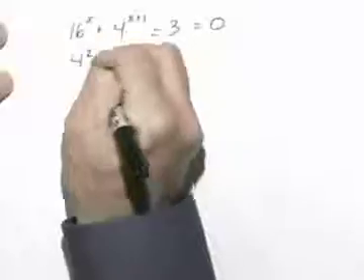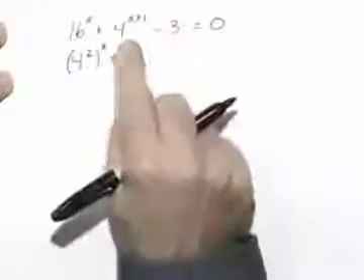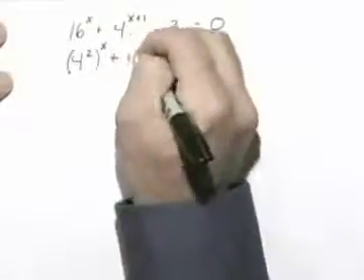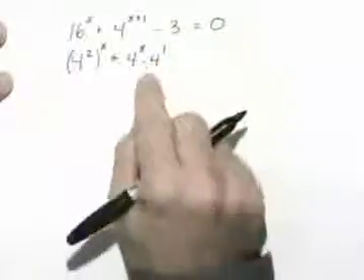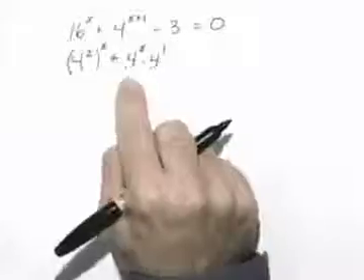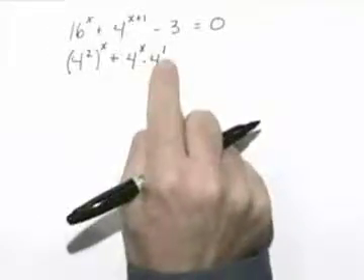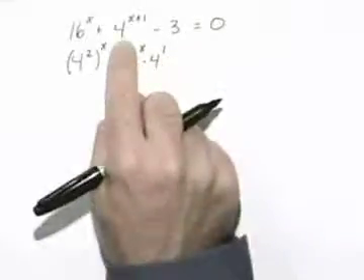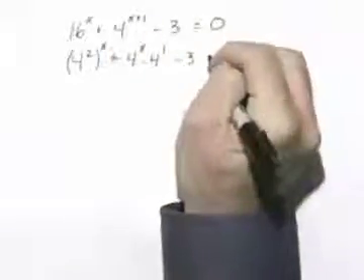To help you see that the equation is quadratic in form, I'm going to rewrite 16 as 4 squared. So I have 4 squared to the x power plus, now 4 to the x plus 1 power can be written as 4 to the x power times 4 to the first power. The reason is that when you have the same base and you're multiplying, you add the exponents. So 4 to the x times 4 to the first is the same as 4 to the x plus 1. Then minus 3 equals 0.